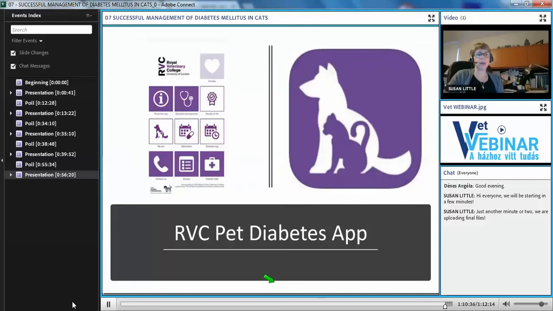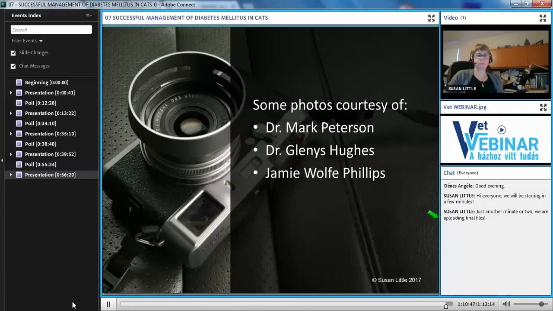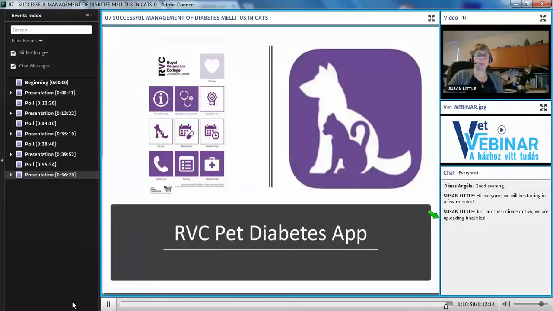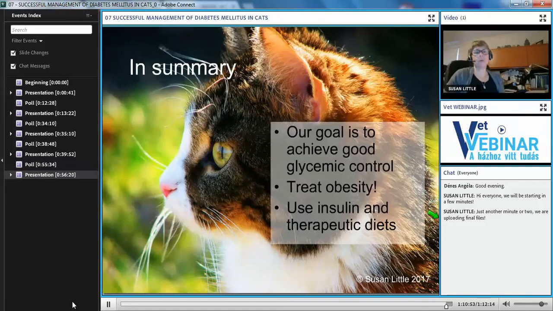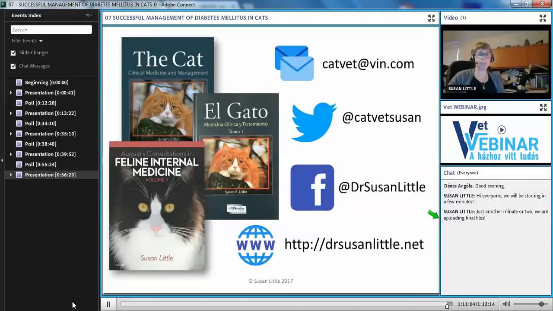The other thing that the Royal Veterinary College has done is, let me get into the right place here, sorry. They do have an app that you can download for owners who are interested in using something on a smartphone. So it's called the RVC Pet Diabetes app. Hopefully the slide will load here for us in a moment, so you can see it. It's available for Android phones in Google Play, and it's available through the App Store for iPhones as well.